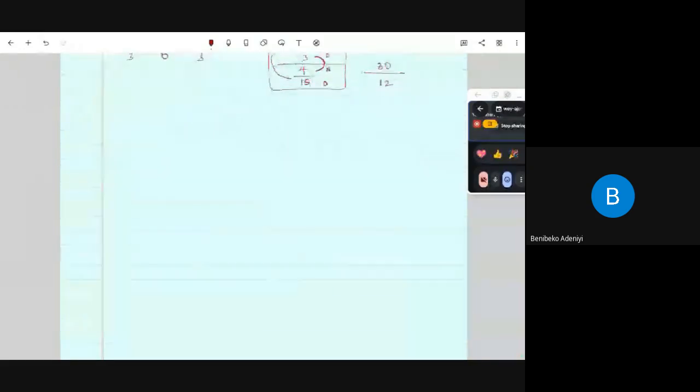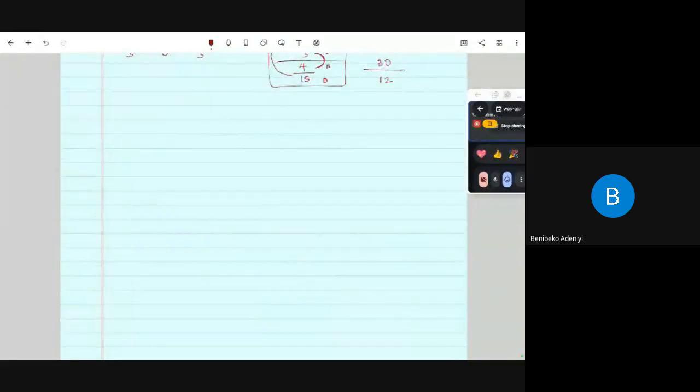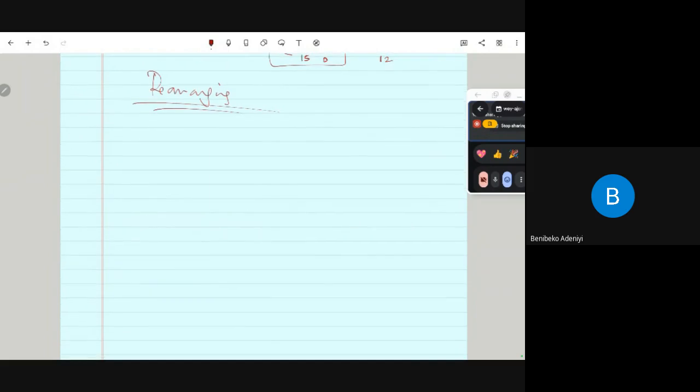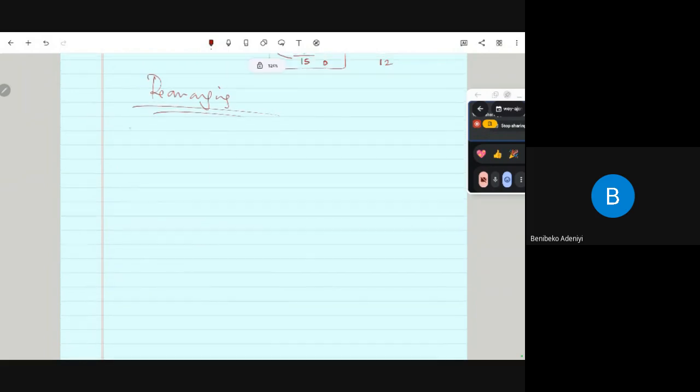So let's come here and see the way JAMB would ask you some questions. JAMB would throw questions like this. Rearranging now. That's a subtopic. Rearranging. Don't mind my English. This is not an English class. So please bear with me.